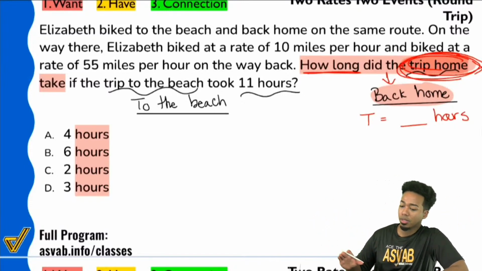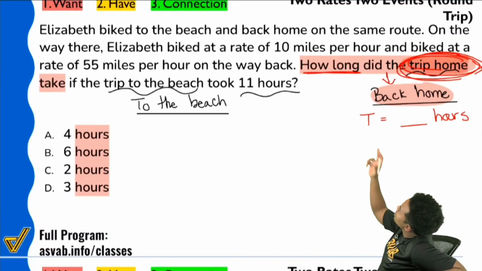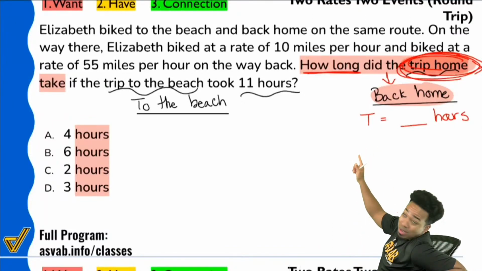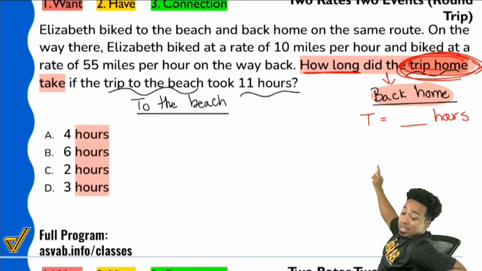So again, step one, we have to organize our information. We're looking for how long it took to get home. So that means time. And we'll put that in the space to get home. Not over there, but over here.